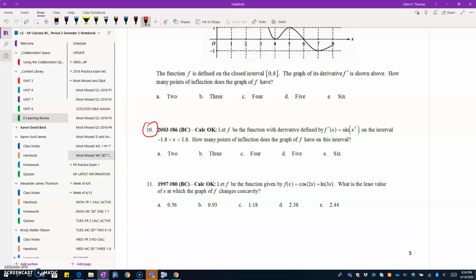Alright, so I've got the first derivative there, and I'm going to go to my second derivative. So f double prime of x equals, we would have derivative of sine, which is cosine, of x cubed times the derivative of x cubed, which is 3x squared. Alright, so when I look at this, I want to find out when this hits 0 and then in turn changes sign. It did tell me this was calculator okay, so I'm going to lean on the calculator here.